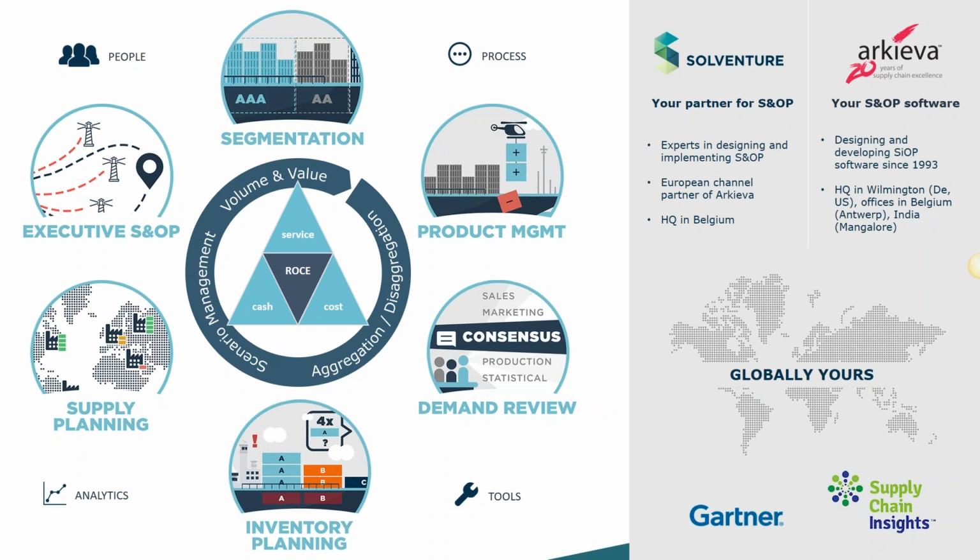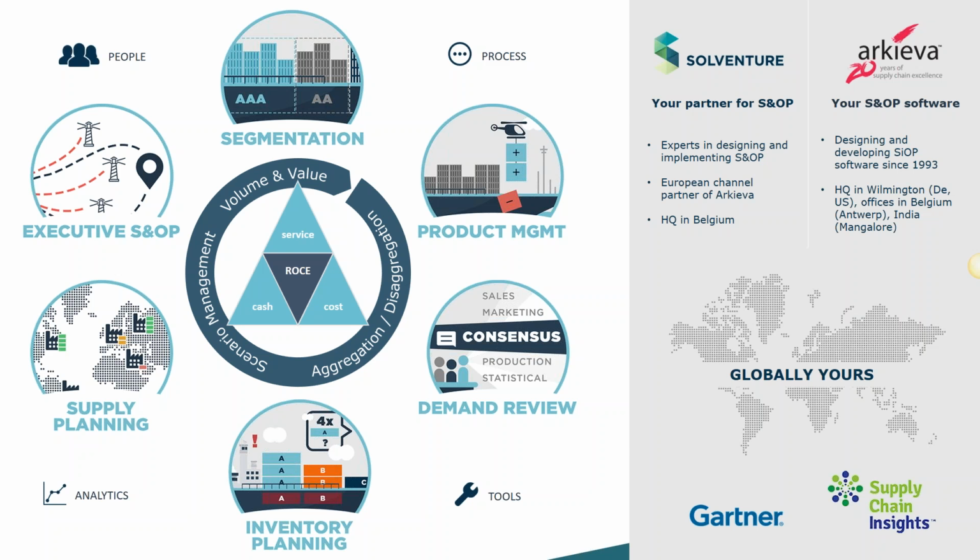Of course, if you want to change service level or you want to change production, you have to take care of the service, cash, and cost. The S&OP process serves to improve the balance in the triangle and to optimize the turnover. We also have a vision paper on that, so if you want to know more, you can check it out on the website.